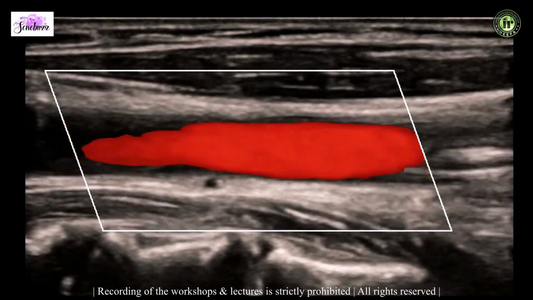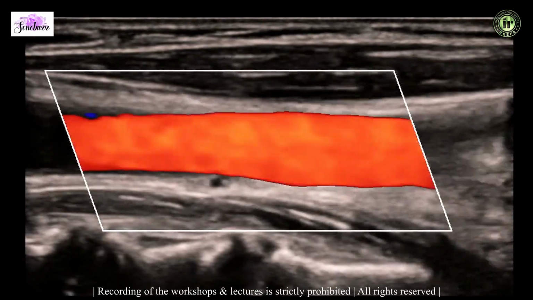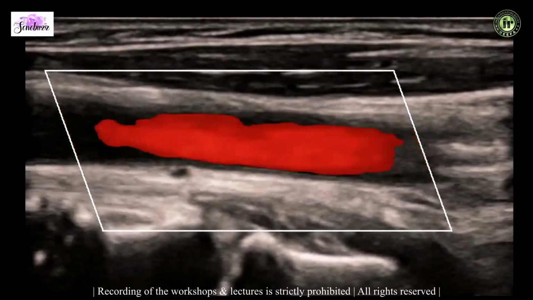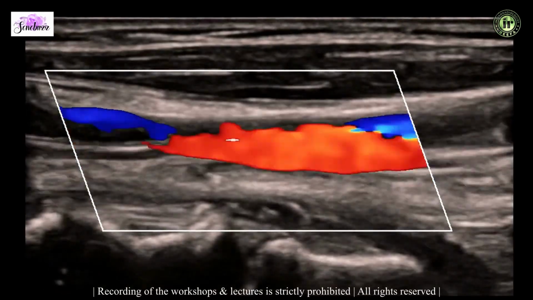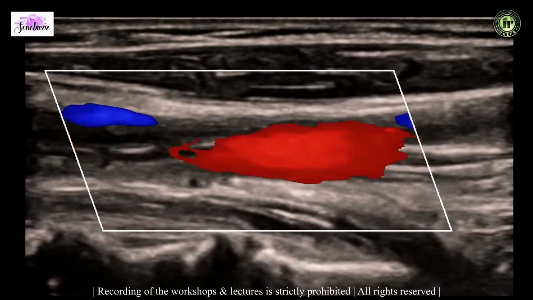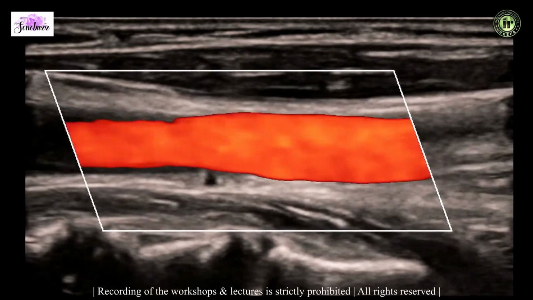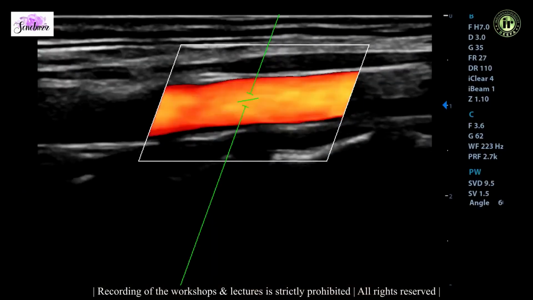When you look at the color, you look for points of aliasing. Flow channel narrowing and aliasing are again signs that we may probably be dealing with a stenosis. So looking for that is an important finding, and then we switch on the spectrum here.